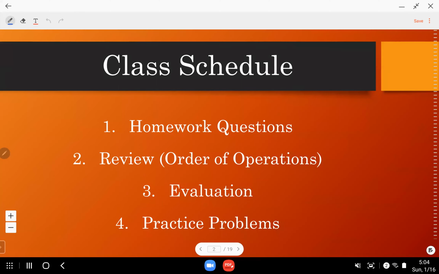All right, so first we're going to go over some homework questions, and I'm not going to go over every homework question, okay? There are some easy ones that almost everybody got correct, but there are also some hard ones that I did see a lot of people miss, all right? A lot of people made errors and answers were all over the place. So then we'll be reviewing, of course, order of operations, but that'll be a short review. So then we'll go to evaluation, substitution, that kind of stuff. And then we're going to finally finish off with some practice problems. All right. Are there any questions about the schedule?